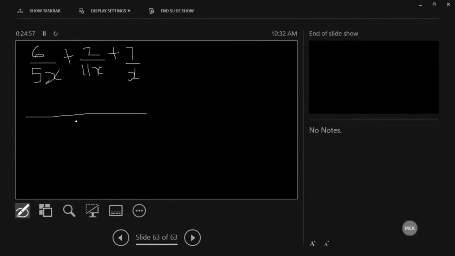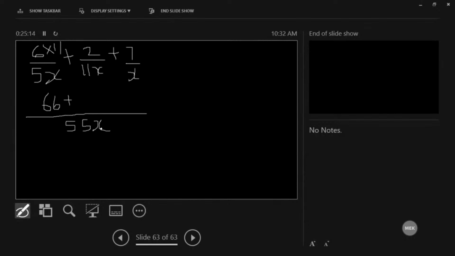All right, so we're going to do 2 more. So let's say 6 over 5x plus 2 over 11x plus 7 over x. The LCM of 5 and 11, that's 55. And we know we'd have to represent the x. 5 goes into 55 11 times. And the x cancels the x. So 6 times 11 is 66.